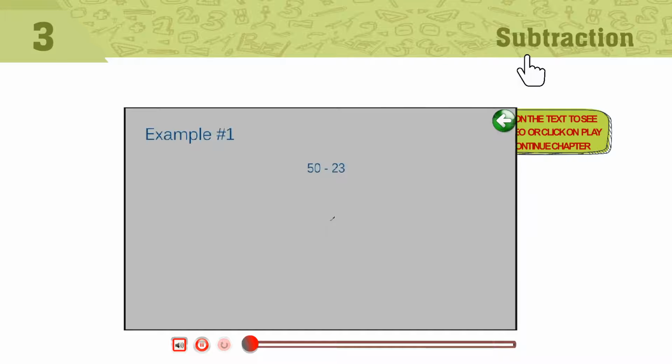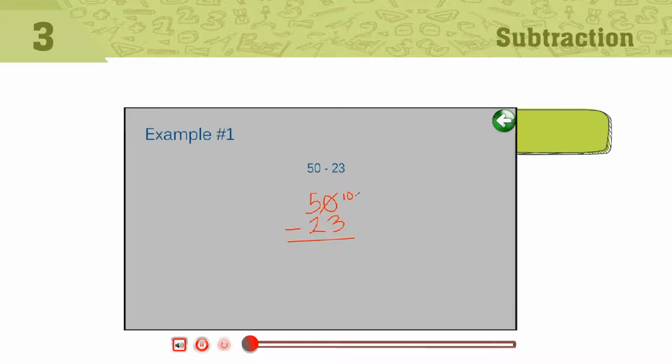50 minus 23. Let's start by rewriting our problem and remember to stack the numbers on top of each other considering place value. So we have 50. We are going to subtract 23. I need to regroup here because if I have 0, I cannot take 3 away from it. I have to figure out something to do. I can cross out that 0, turn it into a 10.